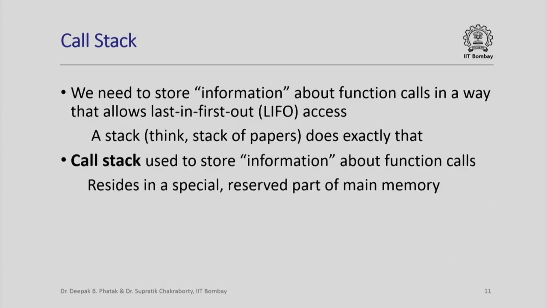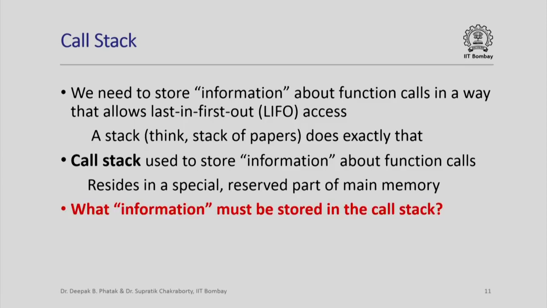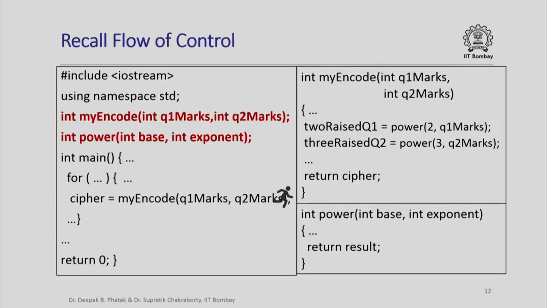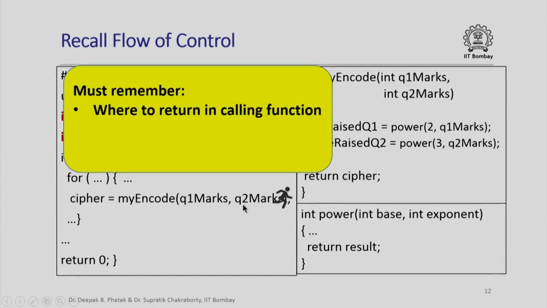So that is what the computer actually does. It uses a call stack to store information about function calls, and we will soon see that this call stack resides in a special reserved part of the main memory. So now the question is, we know that we must use a stack. What is the information that we must store in this call stack? Now let us recall the flow of control again. We made a function call there, and we kept this bookkeeping information here, and then when we executed this return statement inside myencode, we used this bookkeeping information to figure out where to come back to, which means that I need to remember where to return in the calling function.